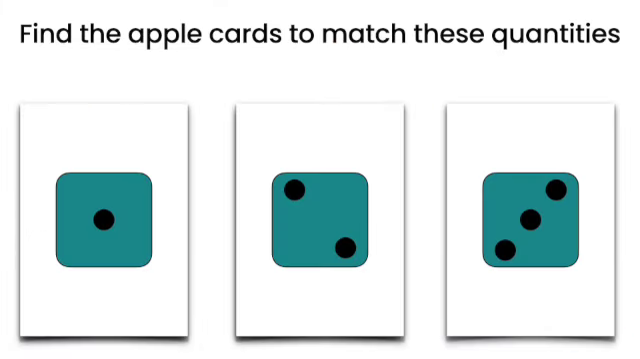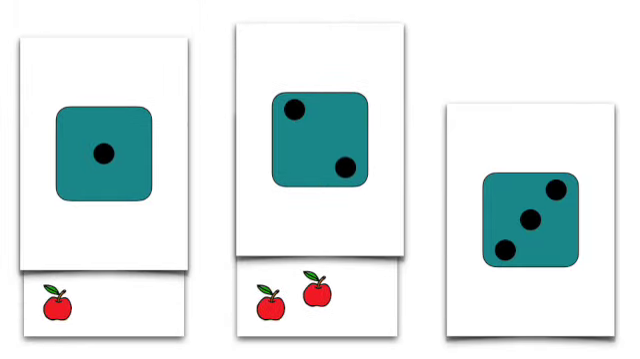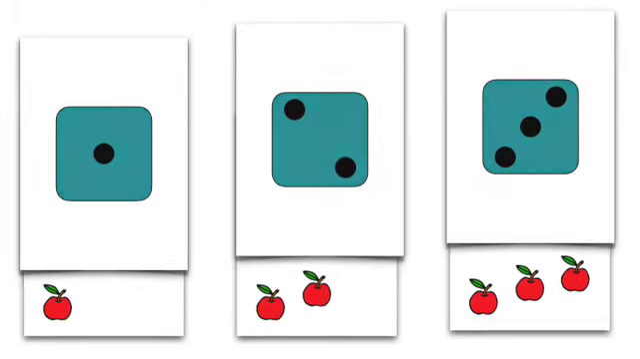With 3-year-old children, we'll usually stop for a while at 3 and get them to find, for example, the apple cards that match the quantities we lay out.